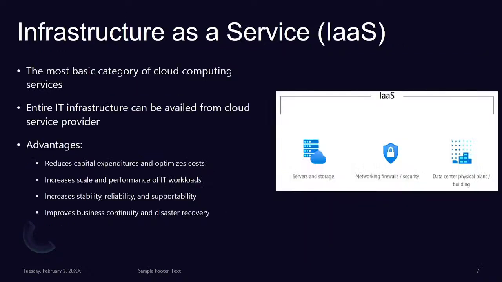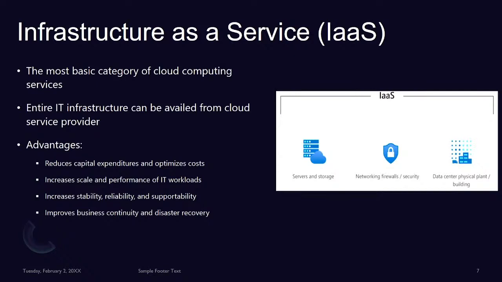So if you look into more detail, infrastructure as a service is the most basic category of cloud computing services. So the entire IT infrastructure can be availed from the cloud service provider. Now suppose you are only interested in buying the entire IT infrastructure, and you want to do all the management and everything on your own, then you are taking the services as IaaS, or infrastructure as a service.